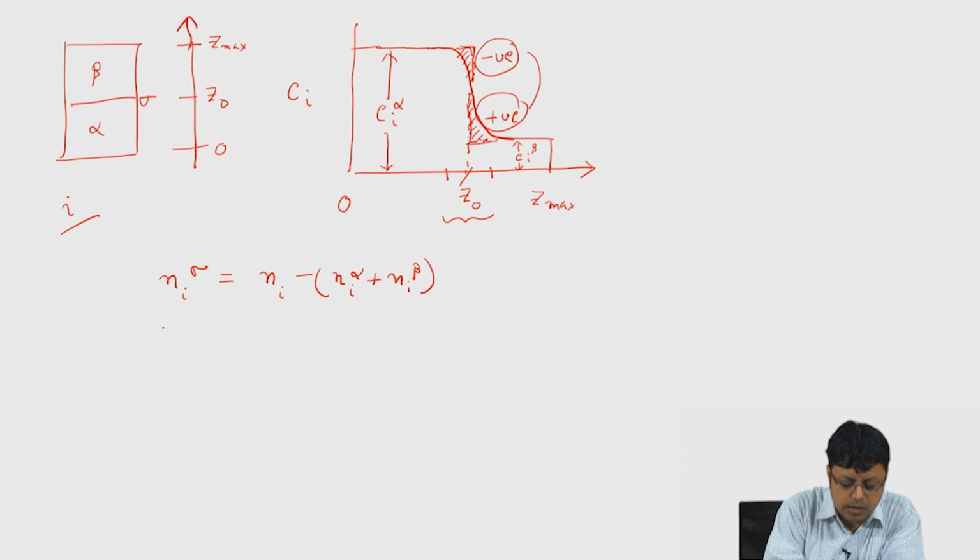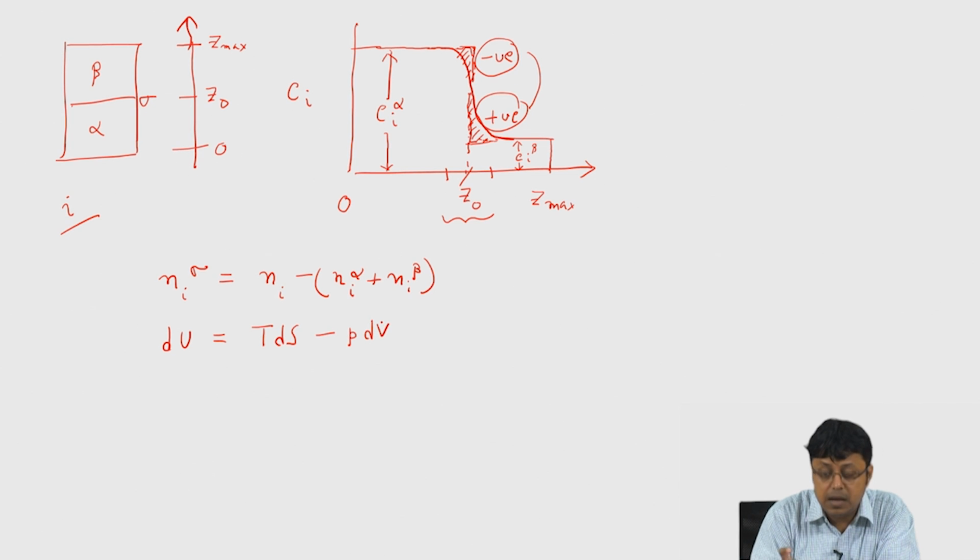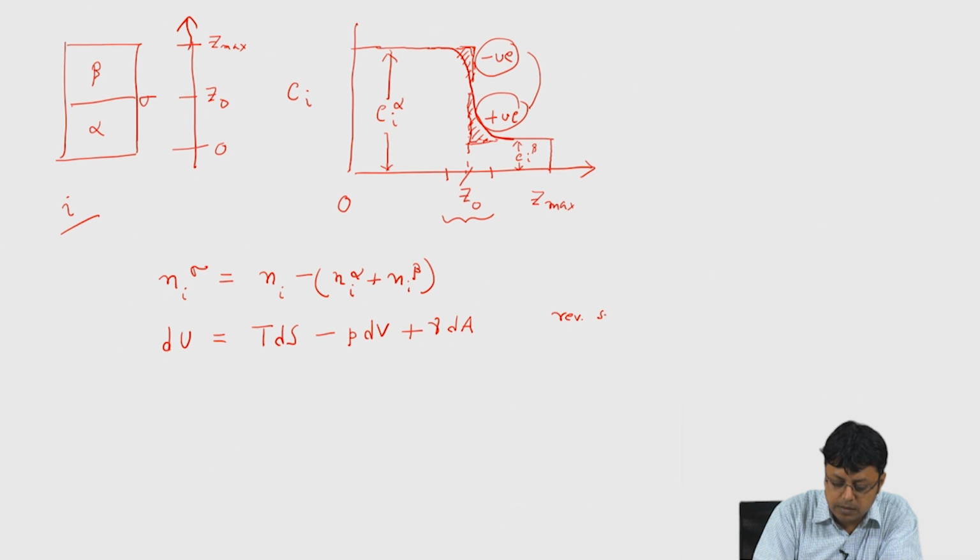Next, we will start from the first law of thermodynamics, and for a reversible process we can write it as dq equals TdS, and then there will be some pressure volume work, plus there will be some work which is also associated with the increase or decrease of the surface area, that we wrote as gamma dA. Now, this is for a reversible process, and this is also for a closed system, the way we have written it.